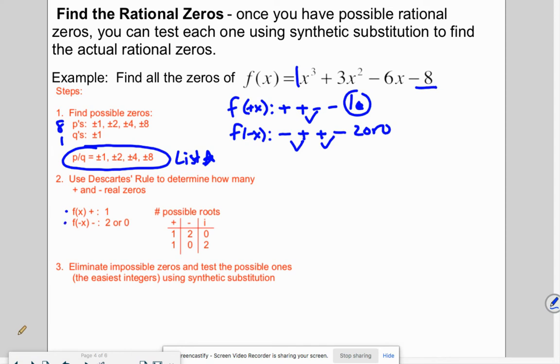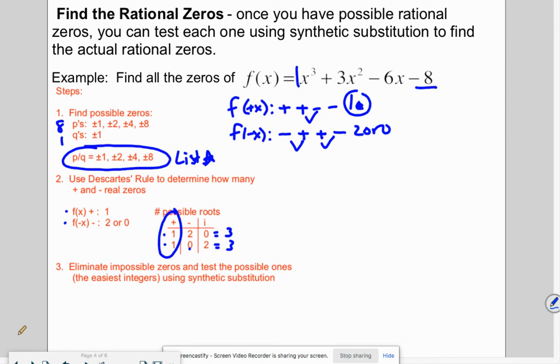So the possible roots: we can have 1 positive, 2 negative, and no imaginary, because remember it has to equal 3. Or we can have 1 positive, no negative, 2 complex, equals 3. So why do we do this? Well, here's my reasoning. Descartes' rule of signs tells me I have exactly 1 positive root. Okay? So in this list of plus and minus 1, 2, 4, and 8, I now know that there's exactly 1 of the positives that's a root.